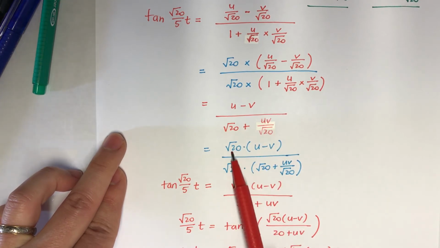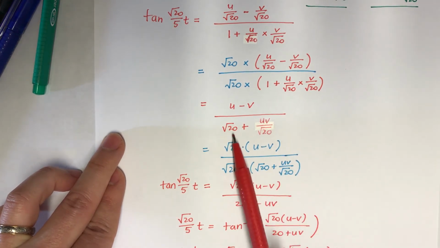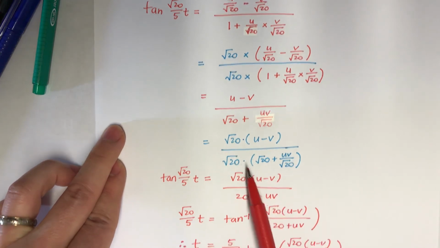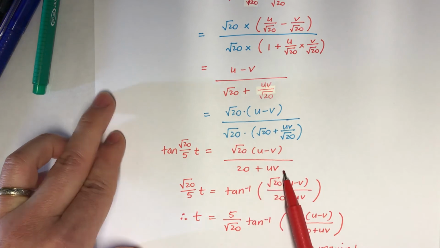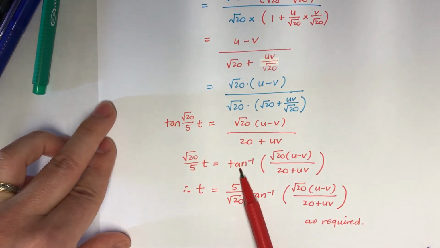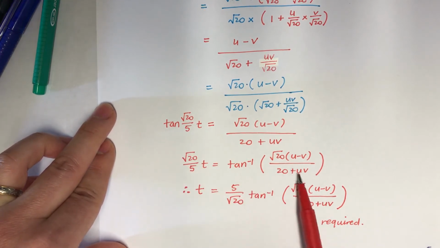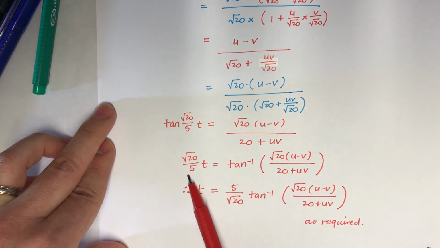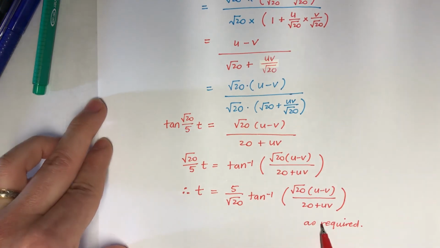So I'm going to go root 20 times u minus v, that's okay. And here I'll times it like that. I will get 20 plus, get rid of it, uv. Okay, now I'm going to move the 10 to the other side because I want t by itself. So one at a time I'm moving, so it becomes inverse 10. And then I'm going to times by the reciprocal of this. So that will be this, as required.